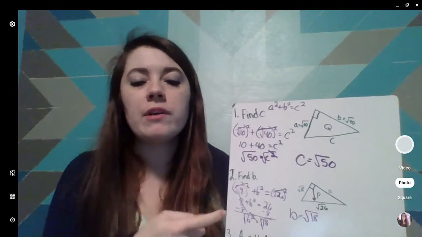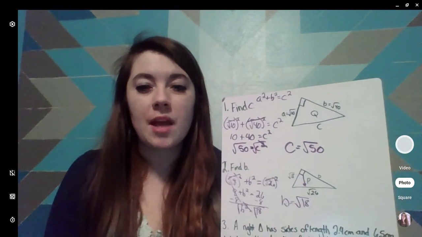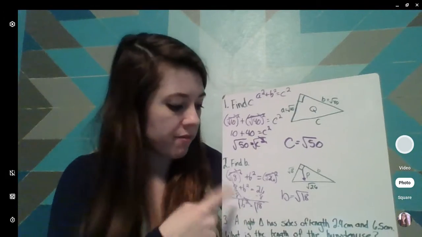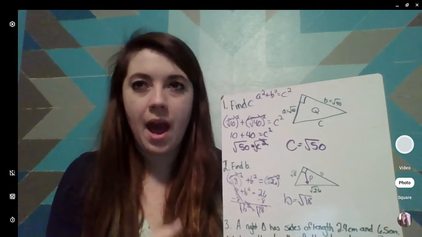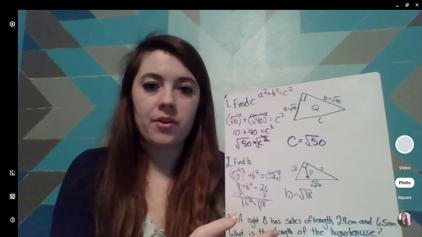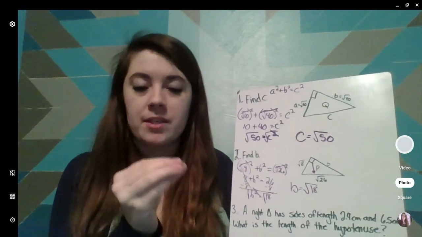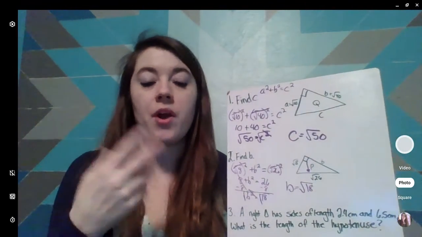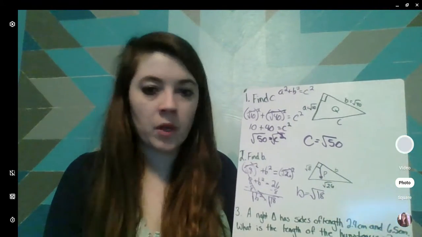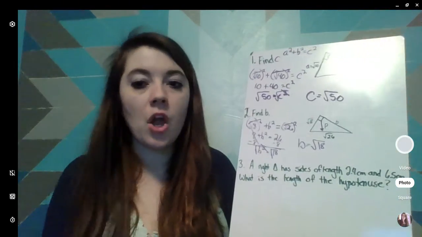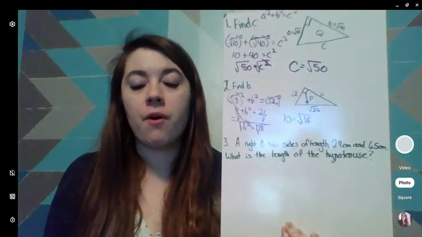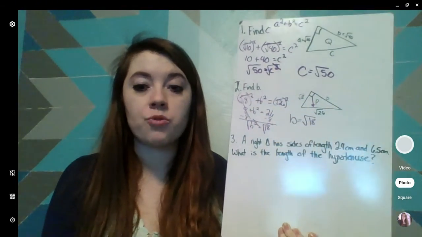So when solving for a or b, there's an additional step. We have to do subtraction. We have to subtract the side that we do have from the square of the other side to solve before we do the square root. Whereas up here, we're just adding them together and then taking the square root. Okay? All right.